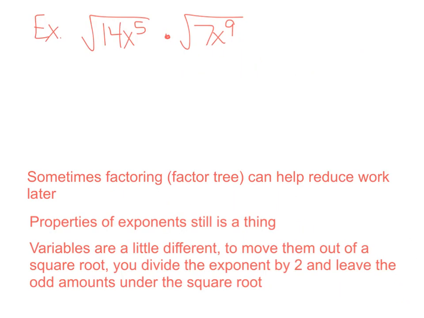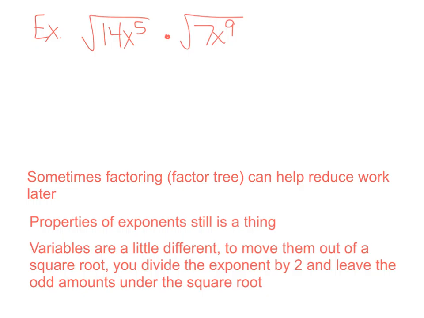All right, a little bit trickier here, just because we have variables, and I haven't been throwing a lot of variables your way. Sometimes factoring, meaning a factoring tree, can help reduce work later, but you can also just multiply it out. Properties of exponents still is a thing. And variables are a little different. To move them out of a square root, you need to divide the exponent by 2 and leave the odd amounts under the square root.